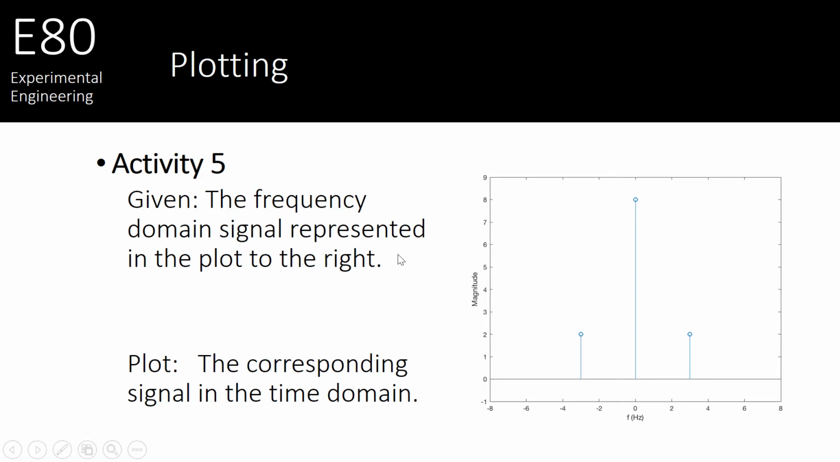So in this activity, I'm going to give you a stem plot that's a function of frequency. We're going to do the reverse of what we did in the previous slides. You see that there are 3 stems, and I'm asking you to plot the corresponding signal in the time domain. So they should look like sinusoids. I'd suggest you pause the video now and try to write this out with pen and paper. Are you done yet? Okay, let's move on.